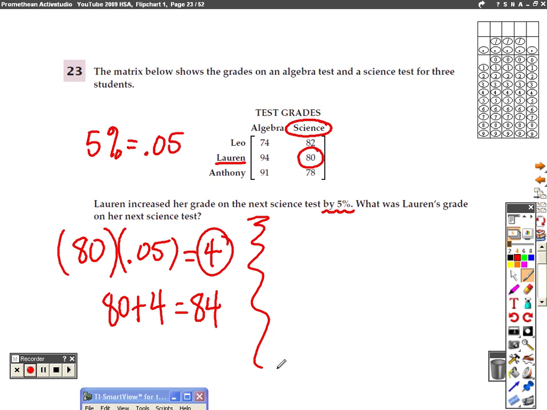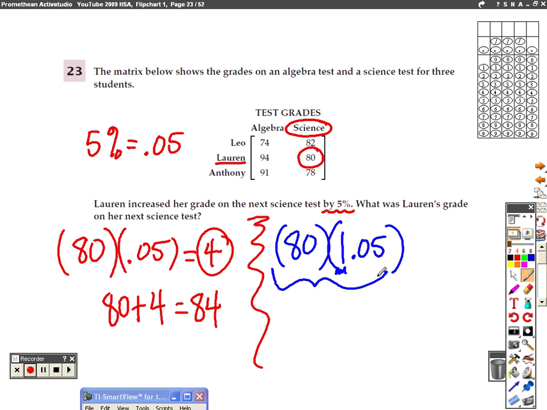Now another way to do the problem, it's really the same thing except another way to look at it. We would still take Lauren's current test score, which was 80%, and we would multiply it by 1.05. The 1 represents the fact that she already has 80 points, and the 0.05 is what she's going to add to her test. So if you multiply 80 times 1.05 on your calculator, you will get 84.